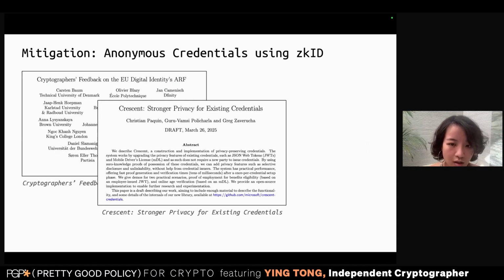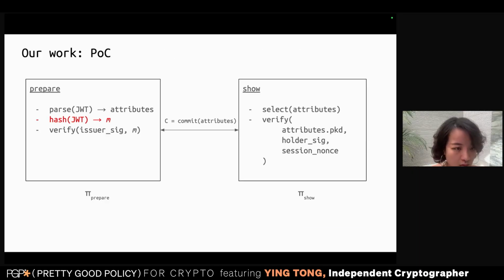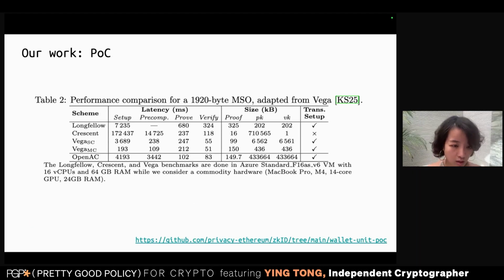So there's been a line of work instantiating anonymous credentials using different zero knowledge proof primitives. And the work at the Ethereum Foundation is the latest in this line of work. And here I've linked our reference implementation as well as a table summarizing its performance in comparison to previous schemes.